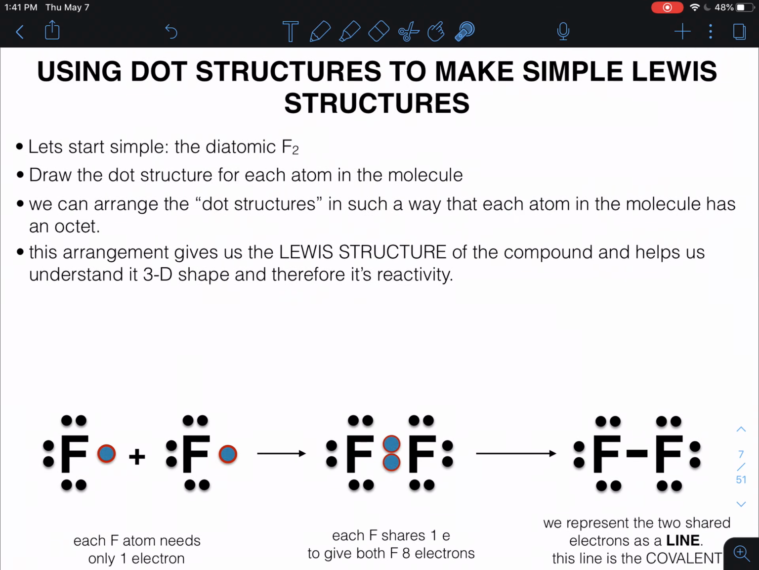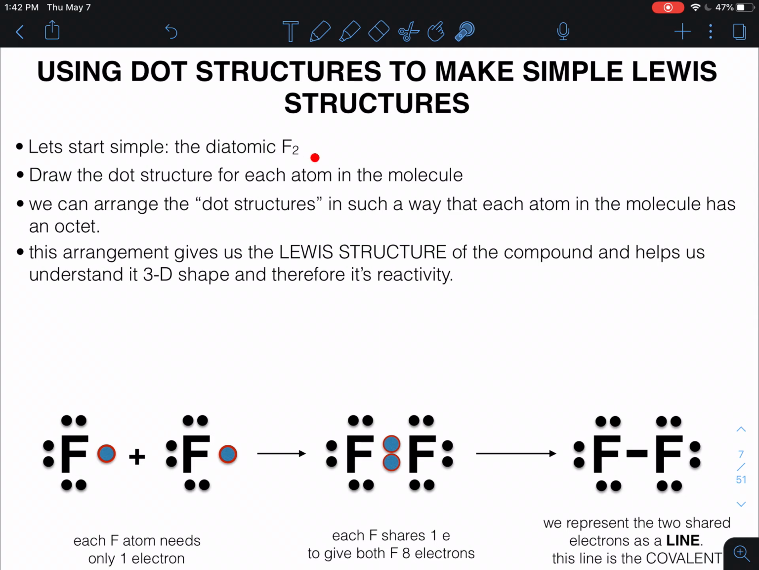But remember, the whole point of these valence electrons is that atoms come together to complete their valence shell. That's the driving force for atoms bonding, right? That's what makes two atoms, two elements, come together to form a bond. That driving force is that they want to complete their valence. So first, just talking about simple dot structures, we're going to start off with F2.